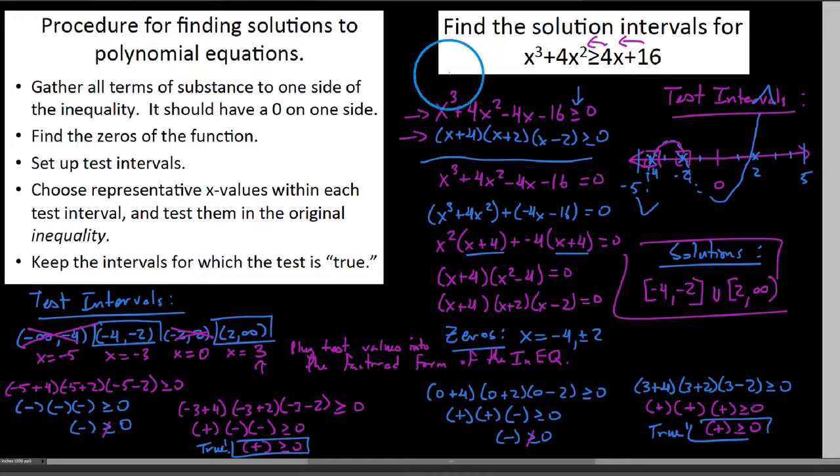So the key to these is basically finding your zeros and using those to set up your test intervals, and then we just plug in x values in each of those test intervals to see if it satisfies it or not. If it does satisfy it, then we keep those solutions, being mindful of the fact that it's brackets if it's an or equal to, or parentheses if it's just greater than or just less than.